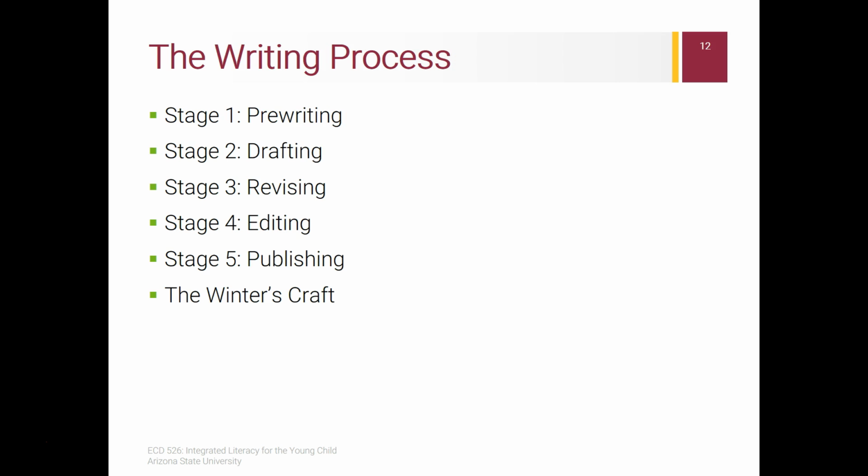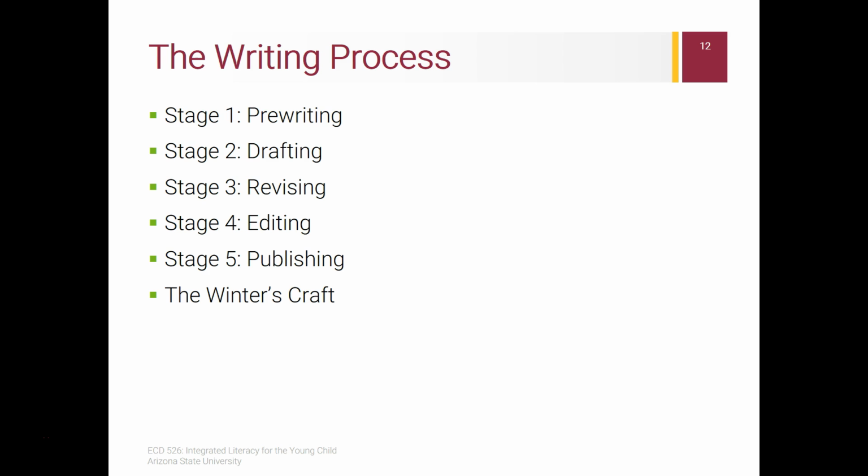The writing process can be viewed in five stages. Pre-writing is the getting ready to write stage. This includes choosing a topic, considering the purpose for writing, and often using a graphic organizer. In the drafting stage, students get their ideas down on paper and write a first draft of their composition. The emphasis is on the ideas, not the mechanics.